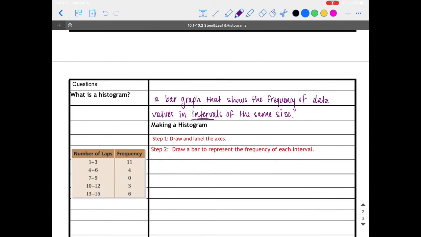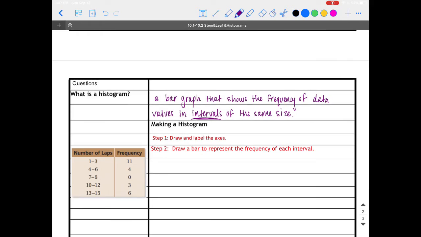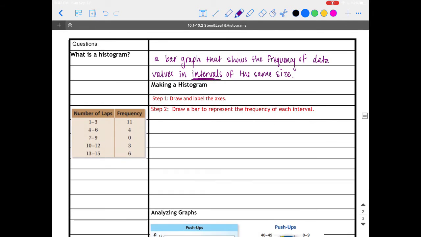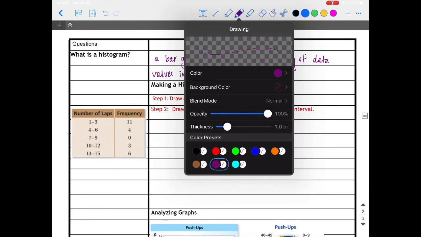So when we're talking about intervals, that's a section of data. For example, instead of saying 1 occurs once, 2 occurs twice, 3 occurs 3 times, we would say 1 through 5 occurs this many times, or 1 through 3, or whatever our example was. Okay, so we are going to practice making a histogram with this data set to the left right now.